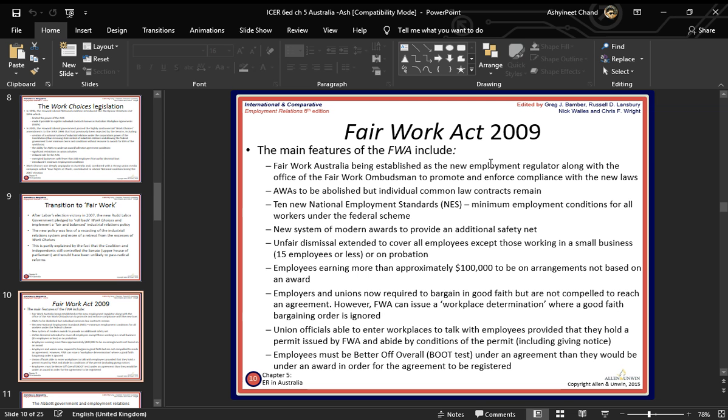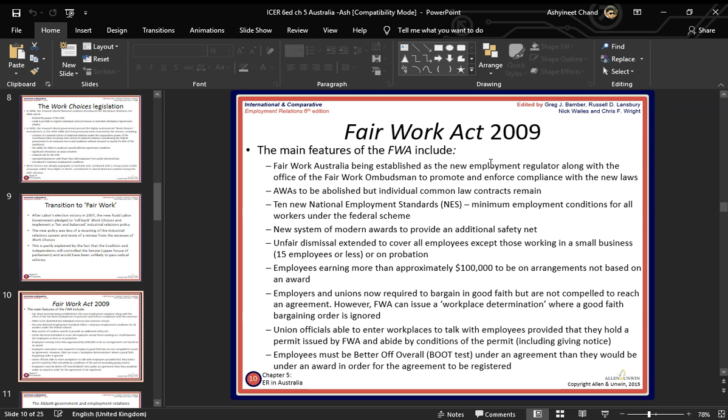New systems of modern awards to provide an additional safety net. Unfair dismissal extended to cover all employees except those working in a small business that had 15 employees or less or on probation. Employees earning more than approximately 100,000 to be on arrangements not based on an award. So these employees that earned around more than 100,000 per annum could negotiate their own employment contracts.